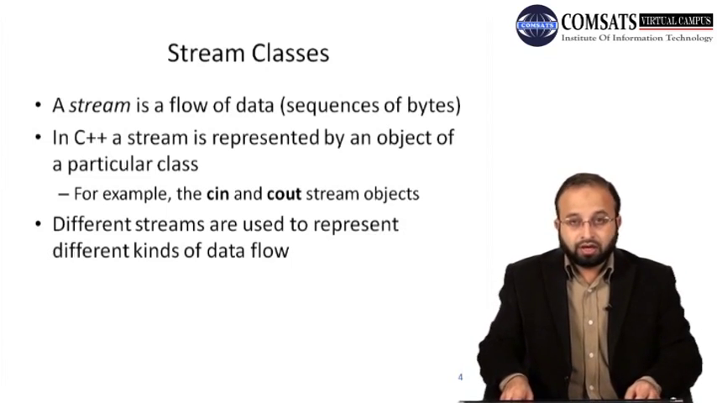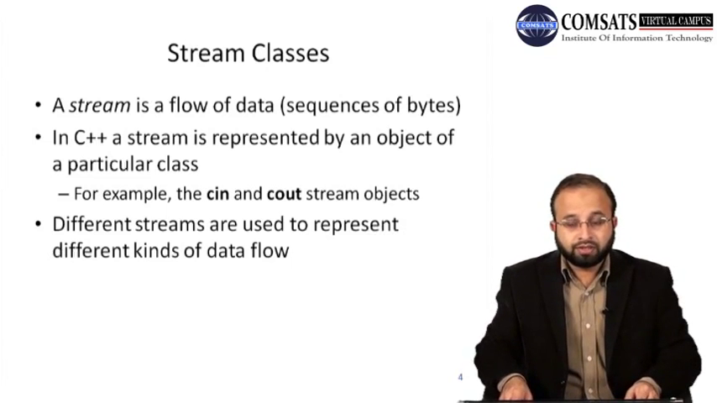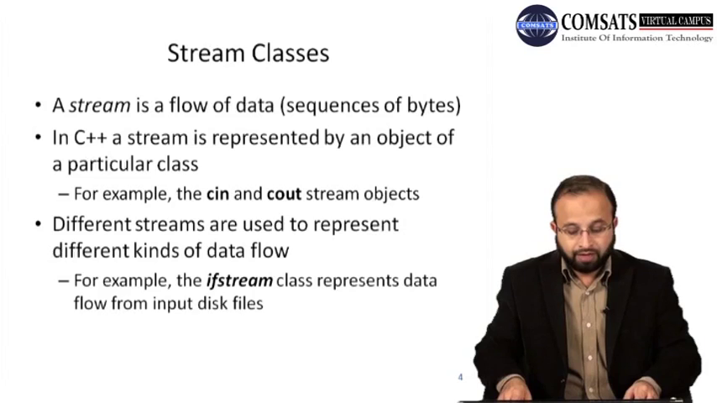So cin and cout are for the basic I/O operations, and we have fstream that is used for the file operations. For example, the ifstream class represents the data flow from an input disk file.